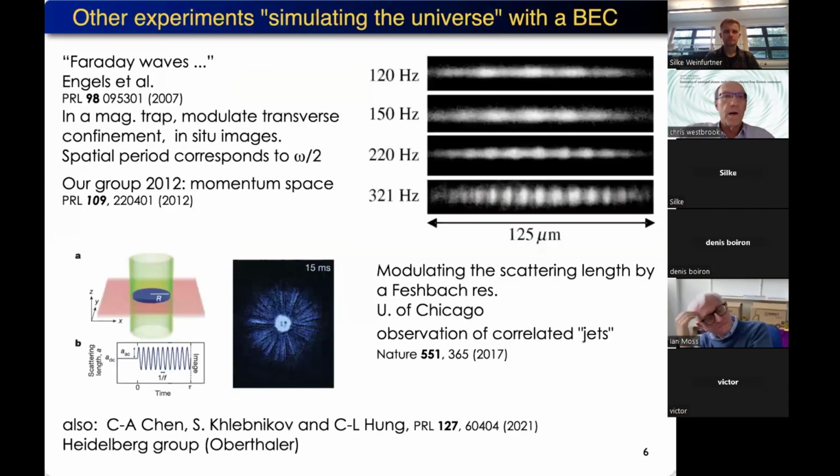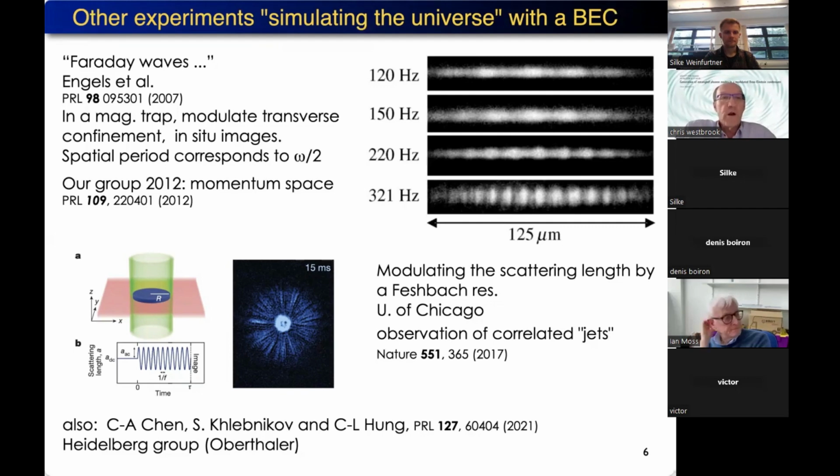Okay, so now getting back to BECs, I'll just give a quick overview of things that I know about that have been done. Actually, the earliest experiment that I know of dates from 2007, in which Engels and his group did exactly what we're doing. They modulated the transverse confinement in a magnetic trap. And then in just in situ images of the cloud, they demonstrated that they had waves that were being generated, which corresponded to this parametric instability.